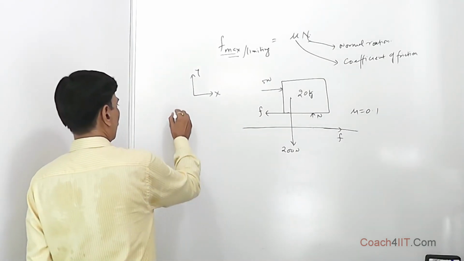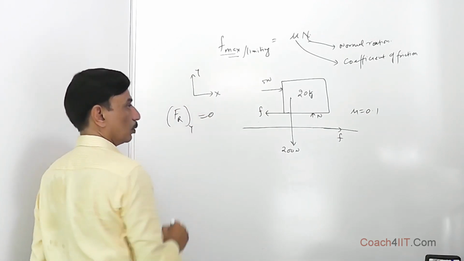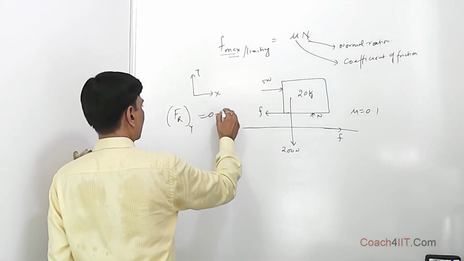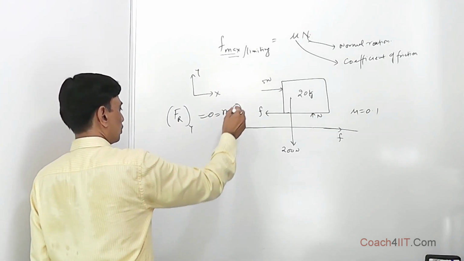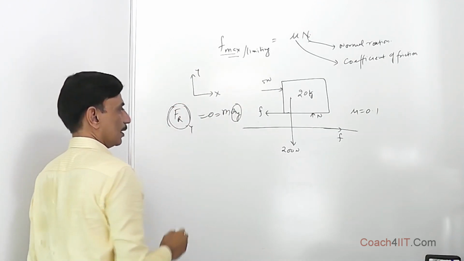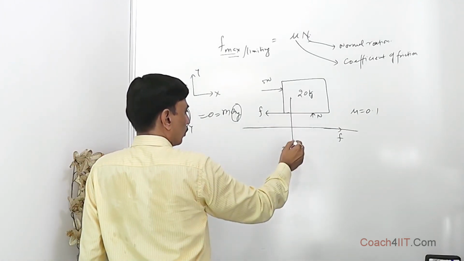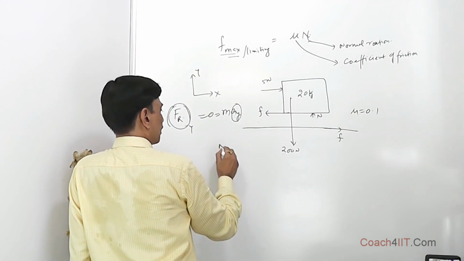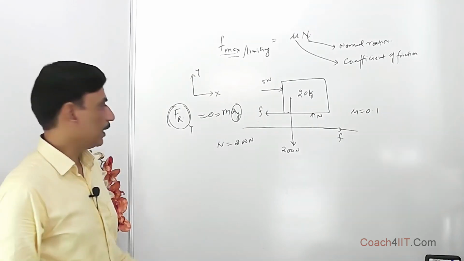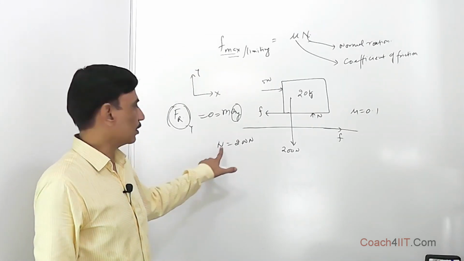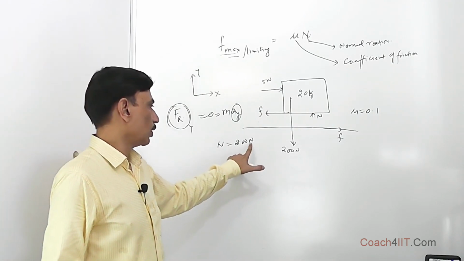If the acceleration along the y-axis is equal to 0, then it means the resultant force along y-axis has to be equal to 0. Resultant force along y-axis is equal to mass into acceleration along y-axis. When the resultant force along y-axis is equal to 0, it means the downward force has to be equal to upward force. It means the normal reaction should be equal to 200 Newton. Please don't cancel N and N. This is the force, this is the unit of force. That is normal reaction force is equal to 200 Newton.